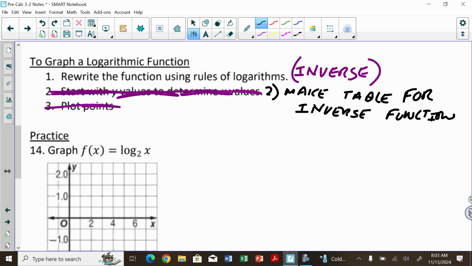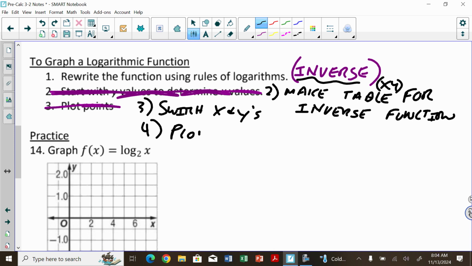Okay, so just make an XY table for the inverse function, which would be an exponential function. And then finally, the third thing, well, not necessarily the third thing, would be number 3, switch your X's and Y's, because it's an inverse, I can just switch those values. I know what inverse is over the line y equals x, so I can just swap my X's and Y's, and I'm good. And then the last thing would be to plot my new points.